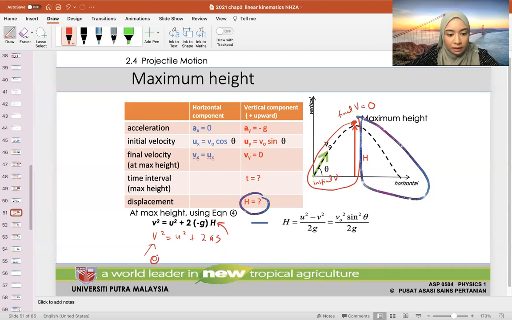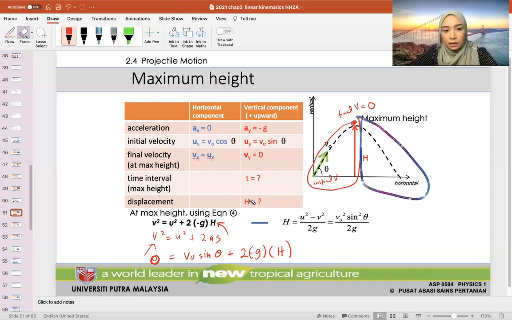So you use that information: v equals 0, u is equal to v naught sine theta, plus 2 times minus g, and h. H is your maximum height. You can label it as h, to differentiate from the normal y displacement. If it's the normal y displacement, you just label it as y. But if it's the maximum height, you label it as h.